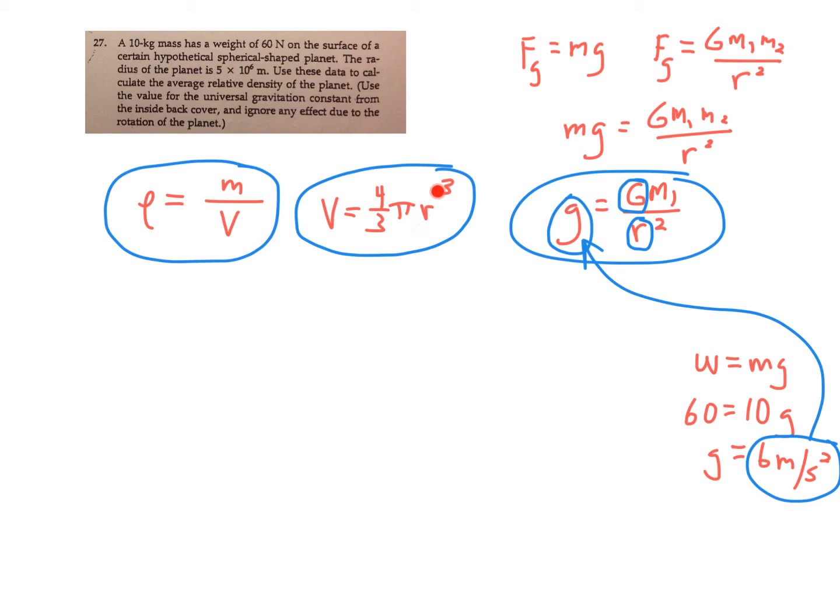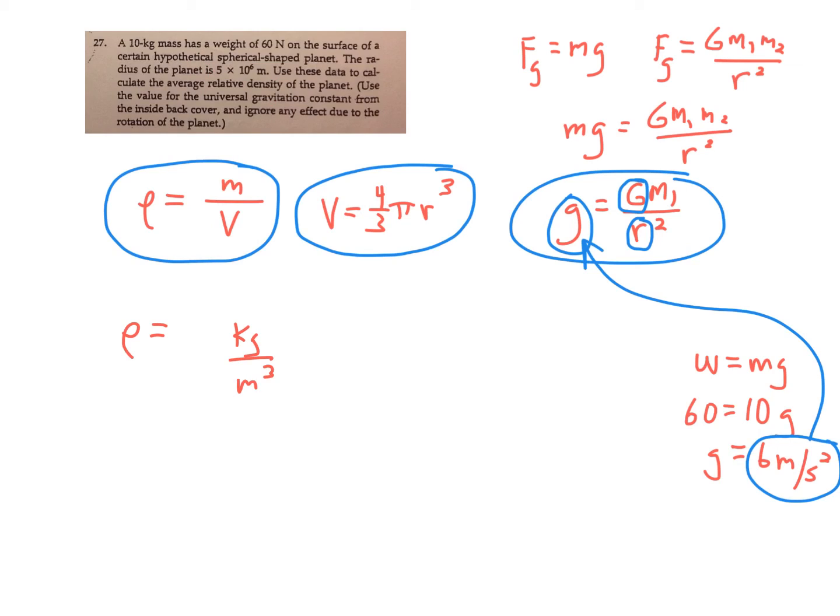Once again, don't forget the cube, the radius, but it gives you the radius of the planet in meters. You're good. 5 times 10 to the 6. So you can plug that in for the radius right there to get the volume of the planet. Over here you have the mass of the planet. Once you have both of those, you plug in here. Here's the last step. Take the mass divided by the volume. That'll give you the density in kilograms per meters cubed.